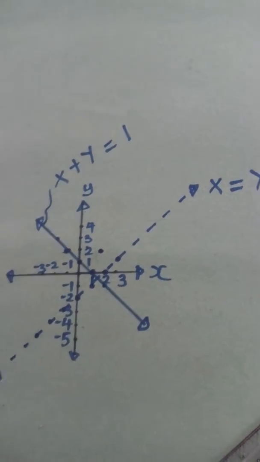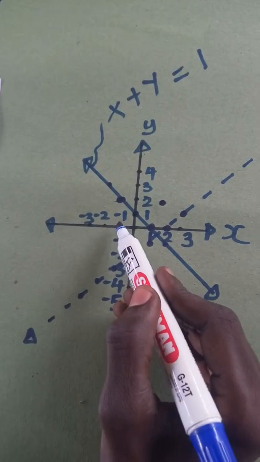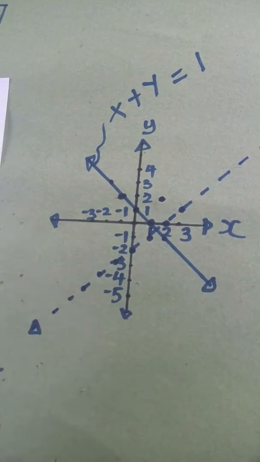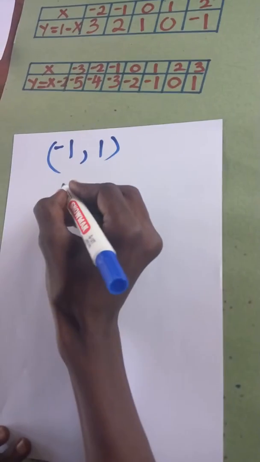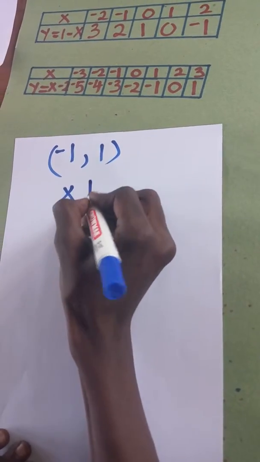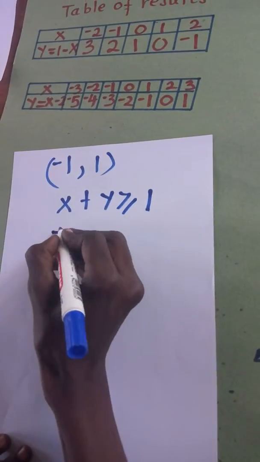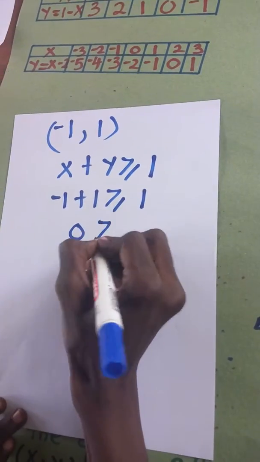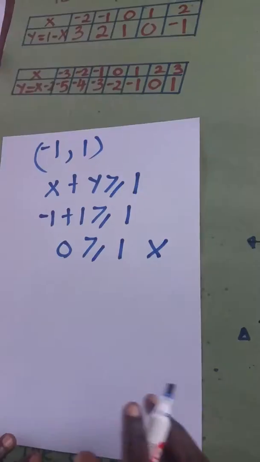Okay, let's now take another point, (-1, 1), in this region. We're going to test this point. From x plus y is greater or equal to 1, this is -1 plus 1 is greater or equal to 1, which is 0 is greater or equal to 1, which is not correct. So there is no need to test for another inequality.